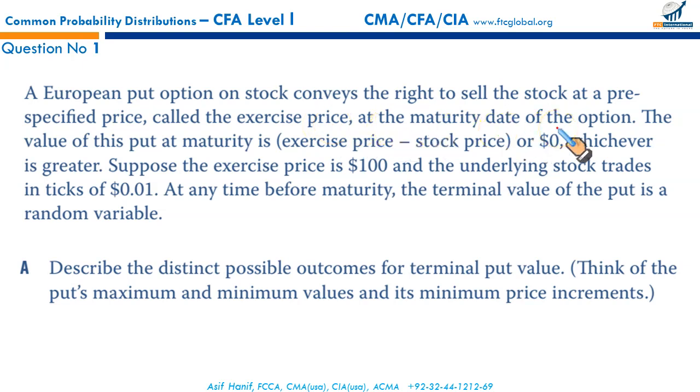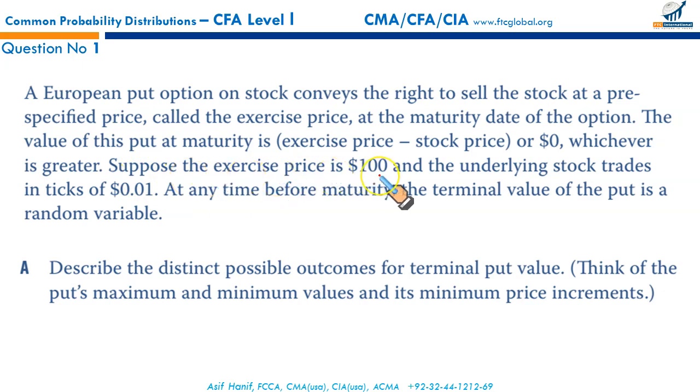We don't have to know the details of derivatives. It's just for the sake of statistics, you just need to do this question. So no deep knowledge of derivatives is needed. The put option is basically the right to sell. And the value of this put option at maturity can be calculated using this formula: exercise price, also called the strike price, minus the stock price, or 0, whichever is greater. Just that you need to know.